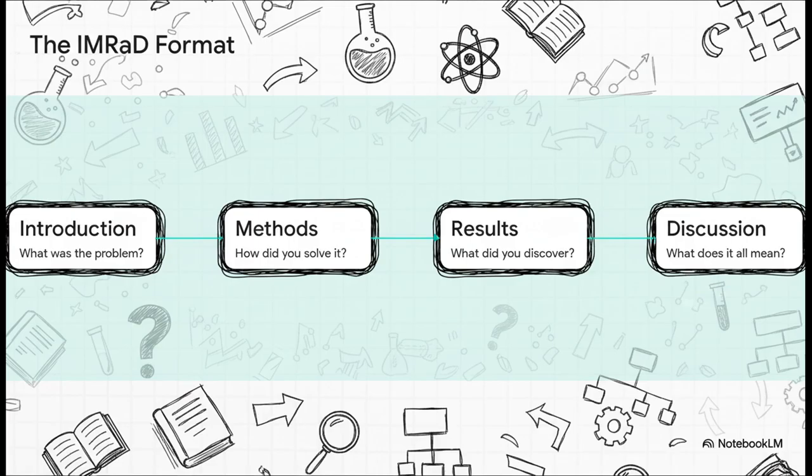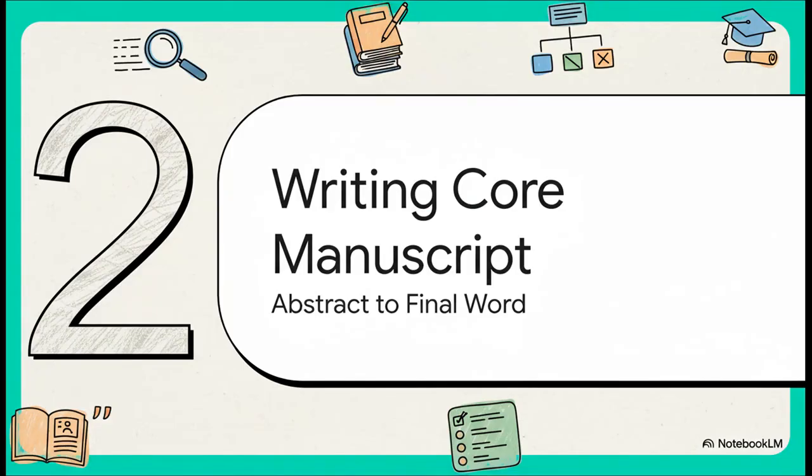You know what I love about this is how simple it really is. IMRaD just stands for Introduction, Methods, Results, and Discussion. And each section answers one basic question. Introduction, what was the problem? Methods, how did you try to solve it? Results, what did you find out? And discussion, so what? What does it all mean? It's this beautifully logical flow that guides you, the writer, and your reader right through the whole story of your research.